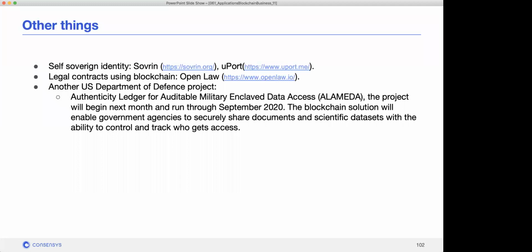I haven't talked about self-sovereign ID. I haven't talked about legal contracts on blockchain. I haven't talked about making sure you've got authenticity over who's doing what, from releasing information and securely sharing documents. And there are many, many other use cases that I just haven't touched. So don't think this is the be all and end all of it all.